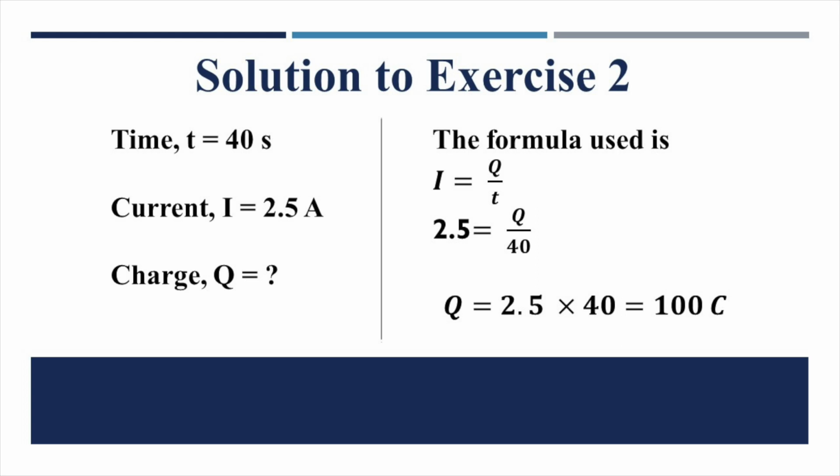Time is 40 seconds, current is 2.5 amperes, and we are required to calculate Q. The formula used is I is equal to Q divided by T. From here, 2.5 is equal to Q divided by 40. We now cross multiply. Q is equal to 2.5 multiplied by 40, which is 100 Coulomb.